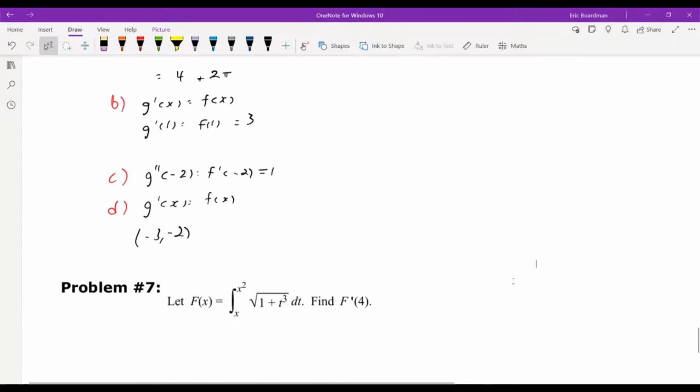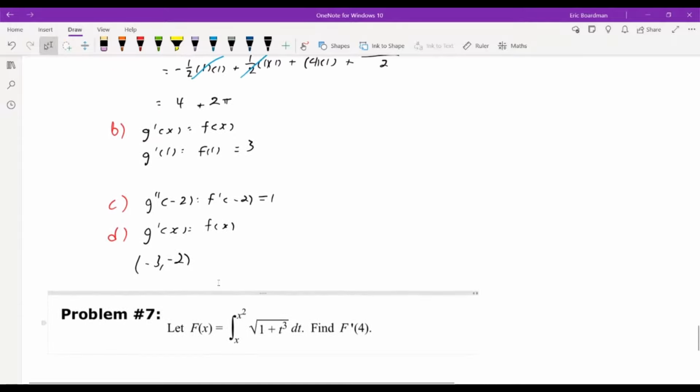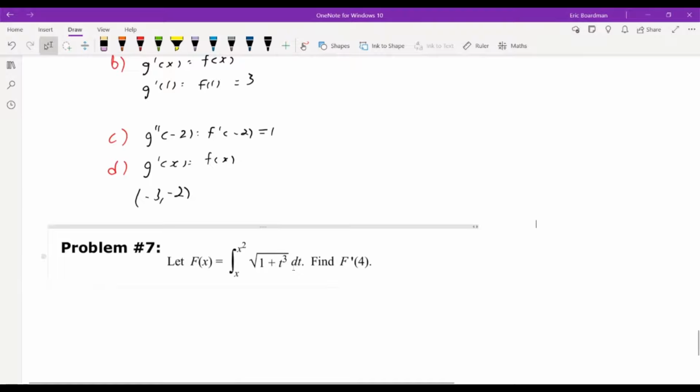So we have a similar case. We're also going to use the fundamental theorem of calculus here, but it's a little bit different. Let big F of x equal the integral from x to x squared of the square root of 1 plus t cubed dt, and we want to find F prime of 4.